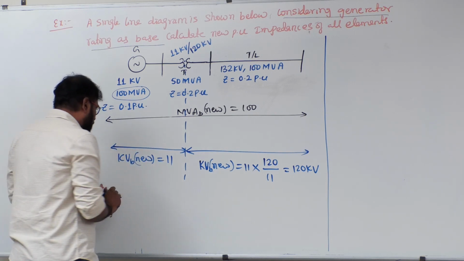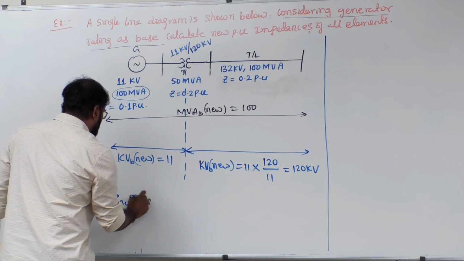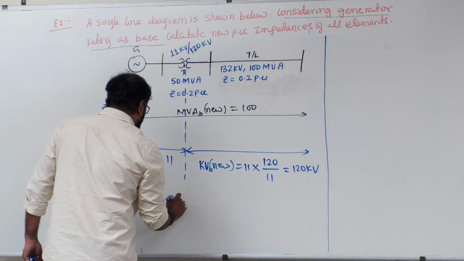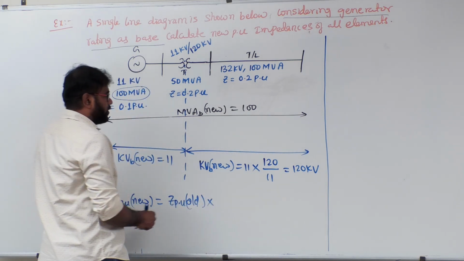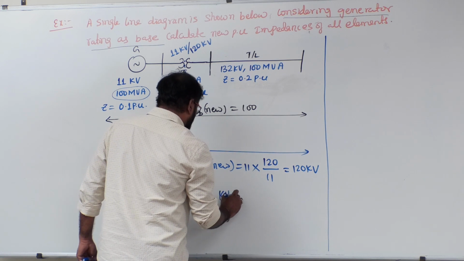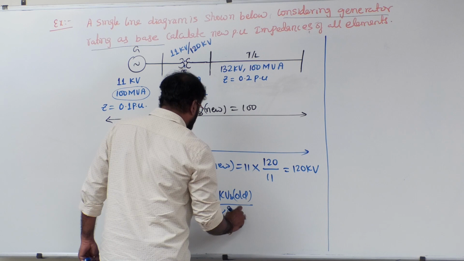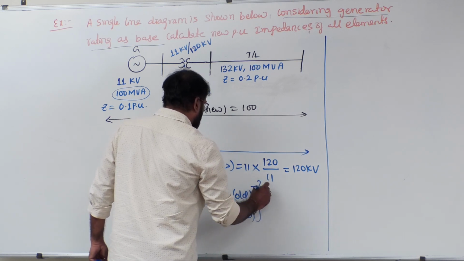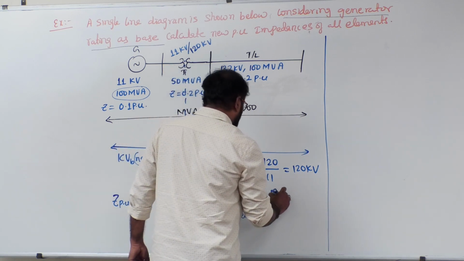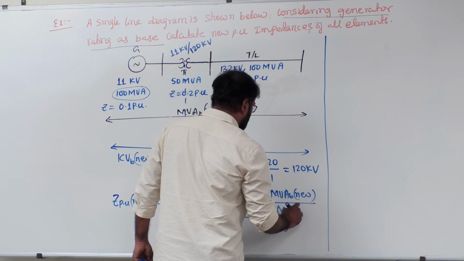Okay, so I will write the formula first here. Z per unit new equals Z per unit old multiplied by kVB old by kVB new, whole squared, and multiplied by MVAB new by MVAB old.